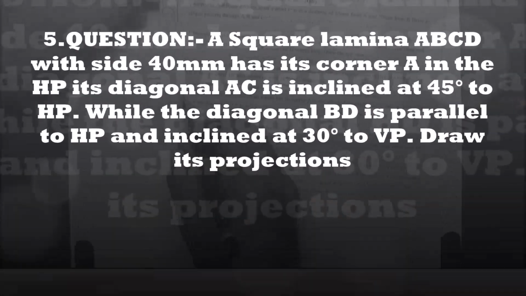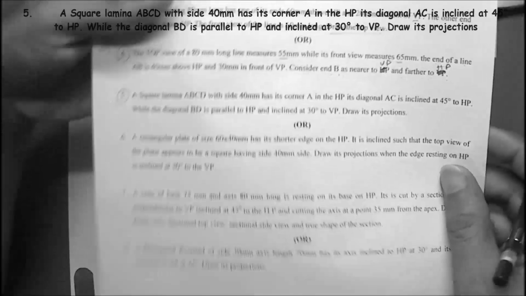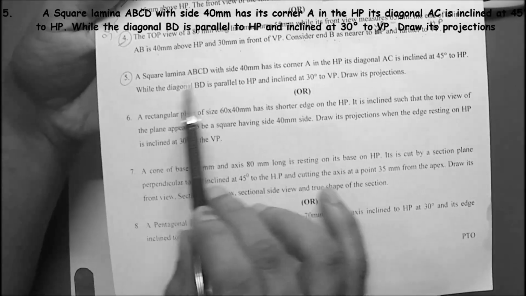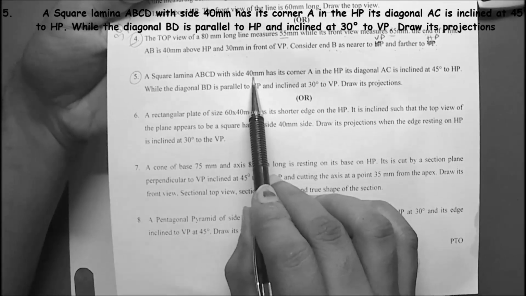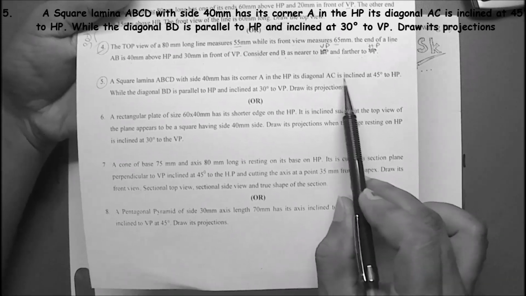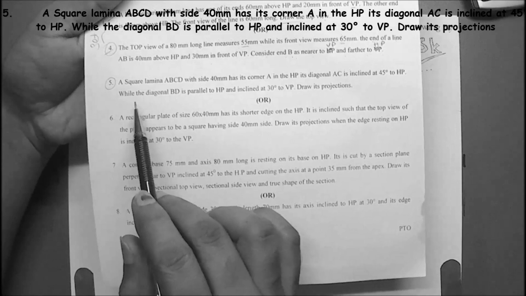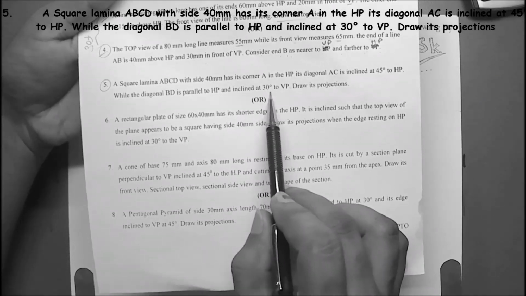And now we are going to discuss question number 5. Let me read out this question. A square lamina ABCD, a square plane 40 mm side, has a corner A in the HP and its diagonal AC is inclined at 45 degrees to the HP, while the diagonal BD is parallel to HP and inclined at 30 degrees to the VP.